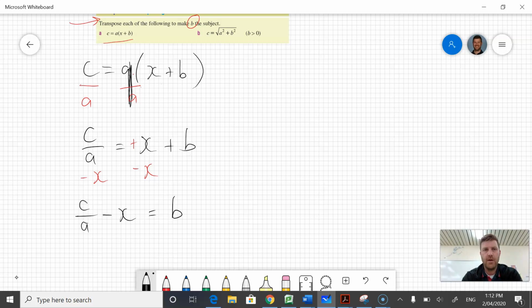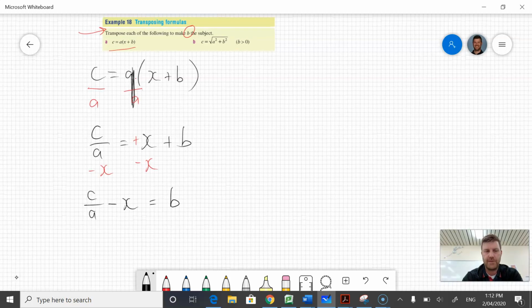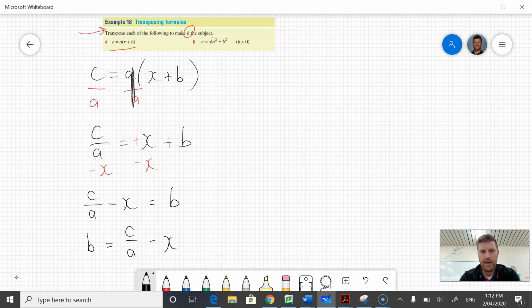And that's it, we've done it. We've rearranged, or we've transposed that formula so that B is the subject. If you want, rewrite it so that B is on the left hand side, so B is equal to C over A take X. Not an easy skill, but an important one, especially for those that are looking to do maths at a higher level in year 10, 11, 12.